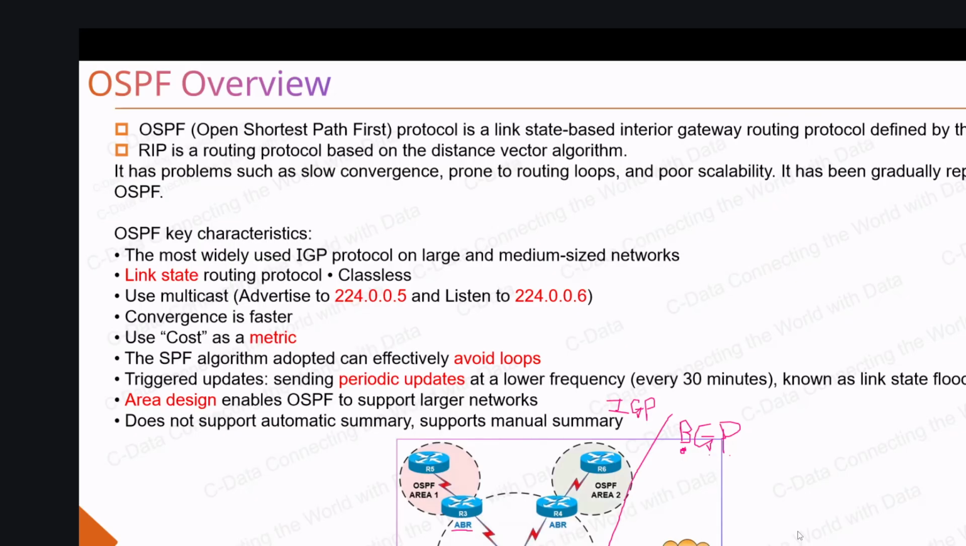Here we have the backbone. This router is more important, so we need to make a backup. This one is the master, and this one is the backup. In this case, we call this one the DR, and this one the BDR. DR and BDR.